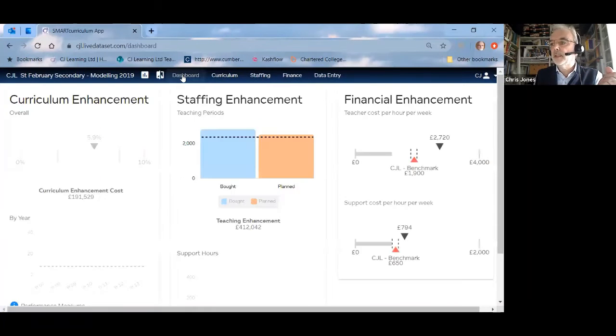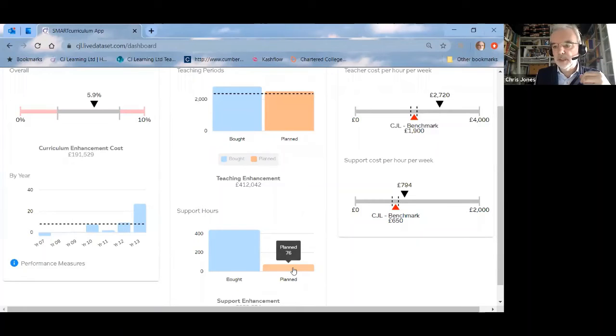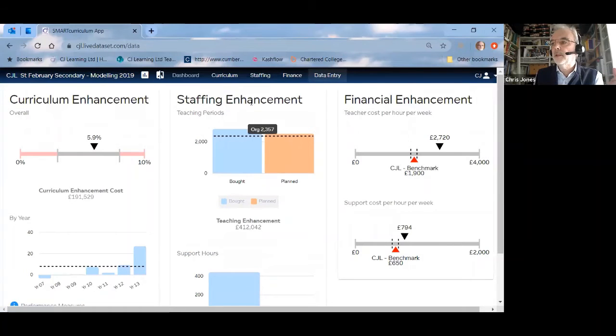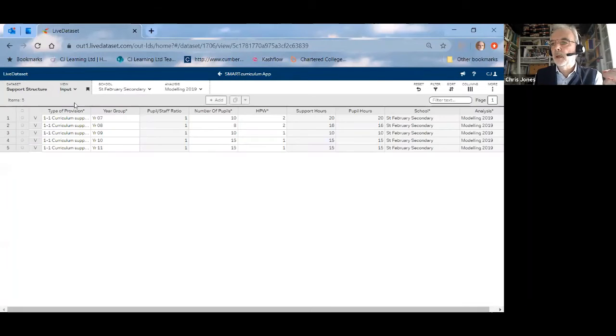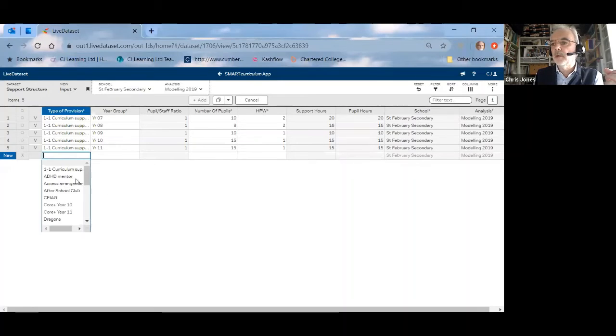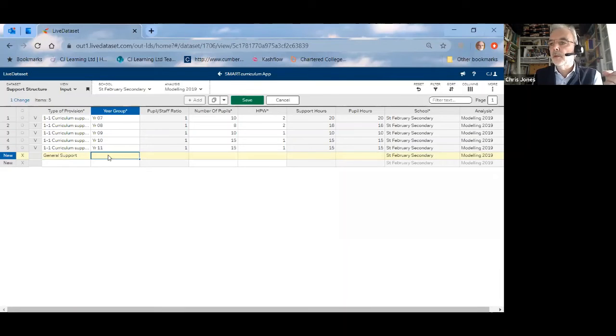So now if I go back to the dashboard, we've now got 76 hours showing. So that's 76 of the 441 hours that we've bought are now designated for that purpose. So I go back to my data entry, looking at the support structure again. I've only used one particular element. So if I want to then go in and pick out something else, general support. So I've got general support for year 7. Now it might be that across the year group, I've got a number of students.